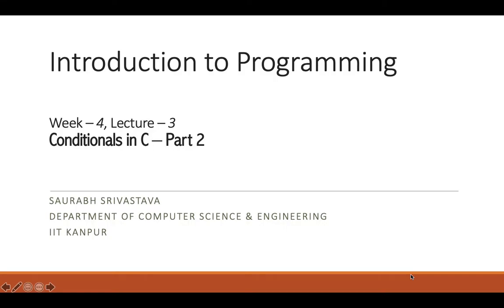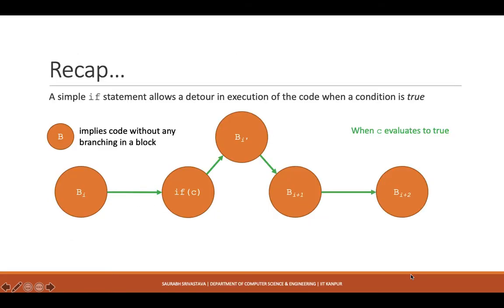This is the third lecture for week 4. We are actually going to revisit the conditionals again. There is something that we did not discuss in the previous week. So let's have a recap of what we already know.